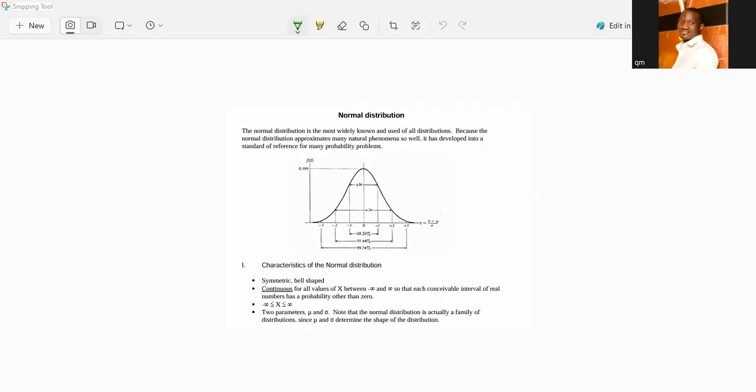Today, we're going to look at the normal distribution, one of the most important lessons on probability distributions in quantitative methods.